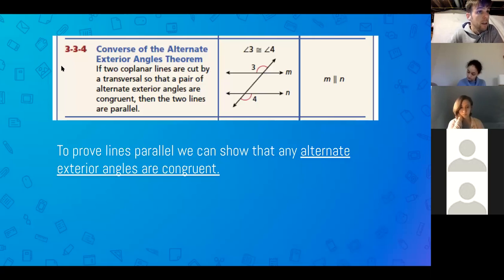Yeah, okay. So converse of the alternate exterior angles theorem. Same idea as interior, except we're dealing with exterior angles. So basically, if we can show that we have some alternate exterior angles like this here that are congruent, then we can say the lines are parallel. It's that easy. It's not too hard. If we can ever demonstrate we have alternate exterior angles that are congruent, then the lines are parallel.